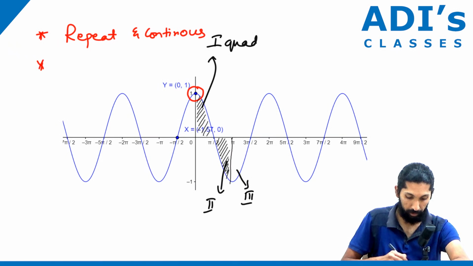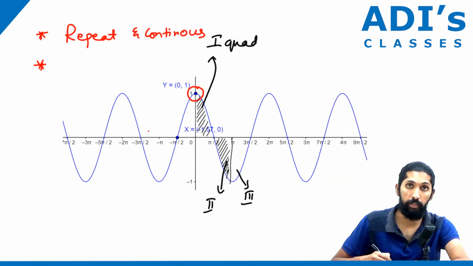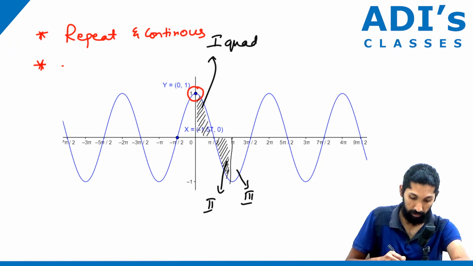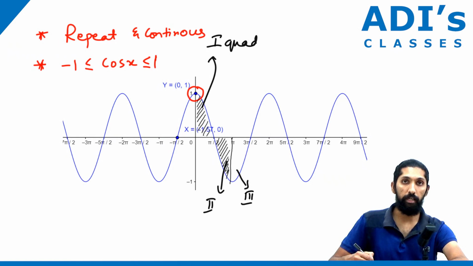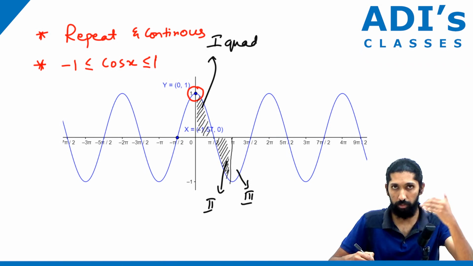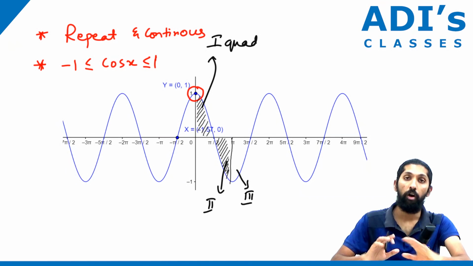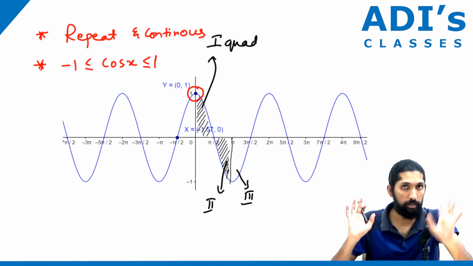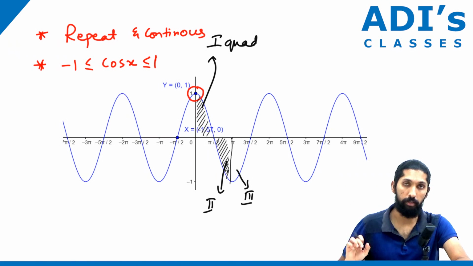The second part is what is the maximum and minimum value? 1 to -1, right? So here it is always from -1 to 1. So sine and cosine both are pretty much the same. It's just that there is an offset of 90 degrees or pi by 2. That's all. Nothing more, nothing less. Clear? This is what you have to know for the cos curve.